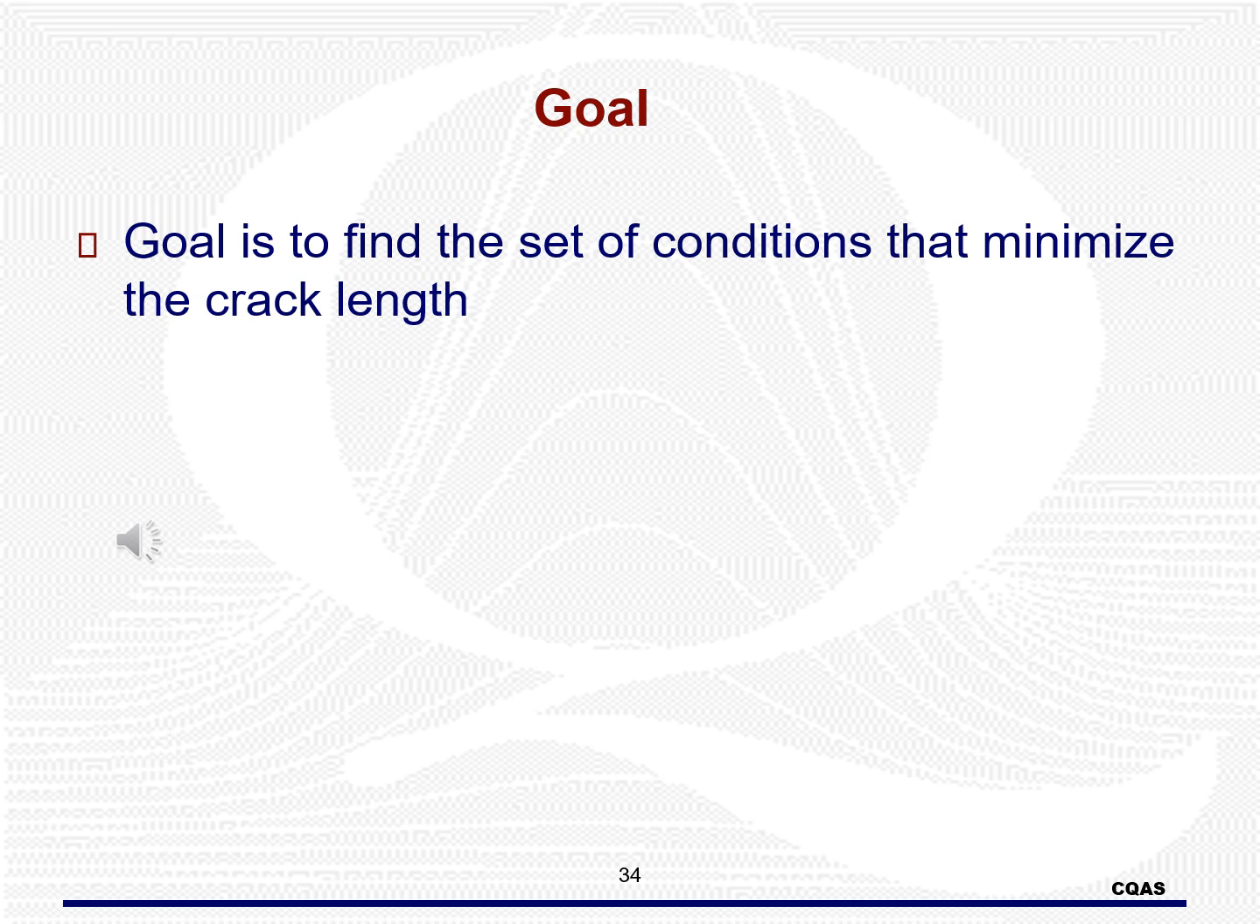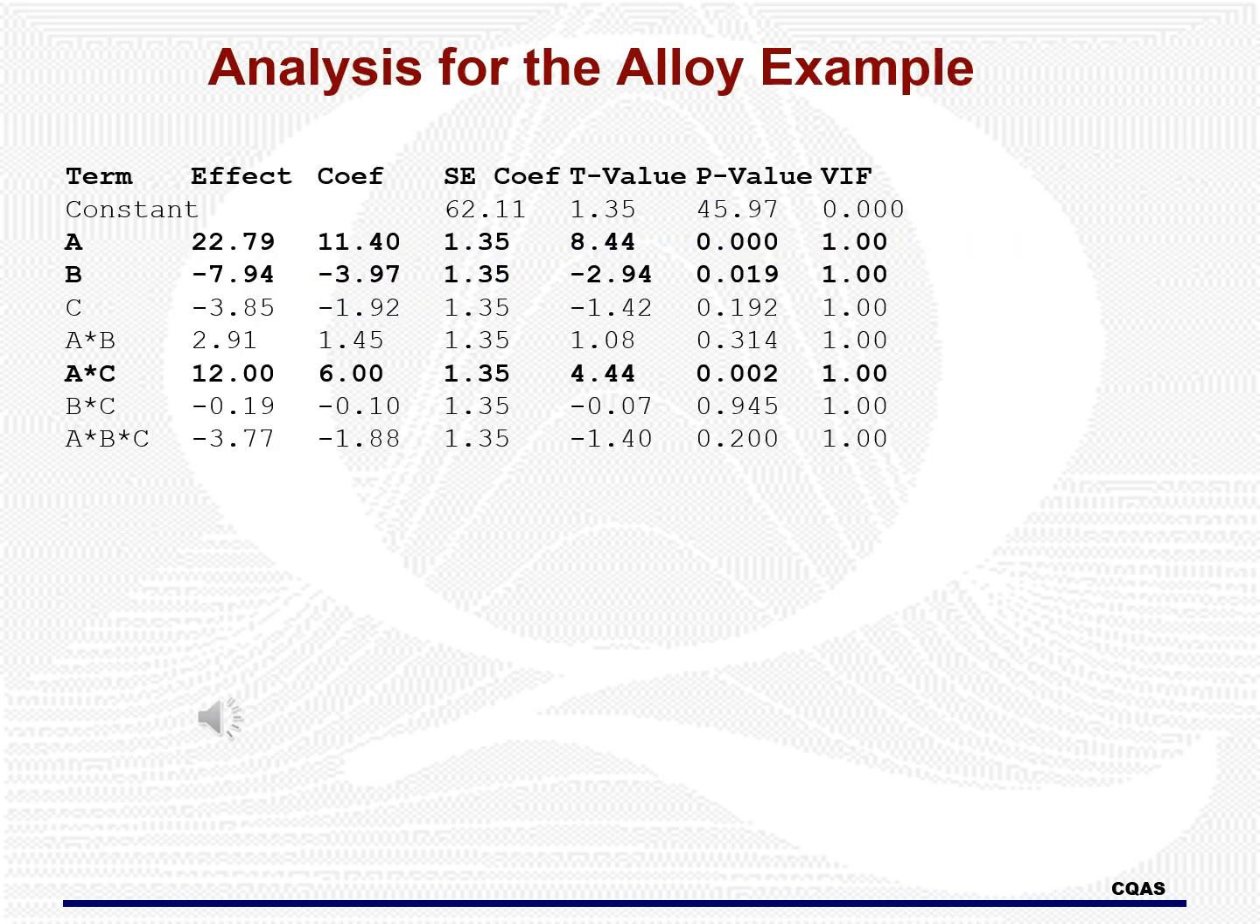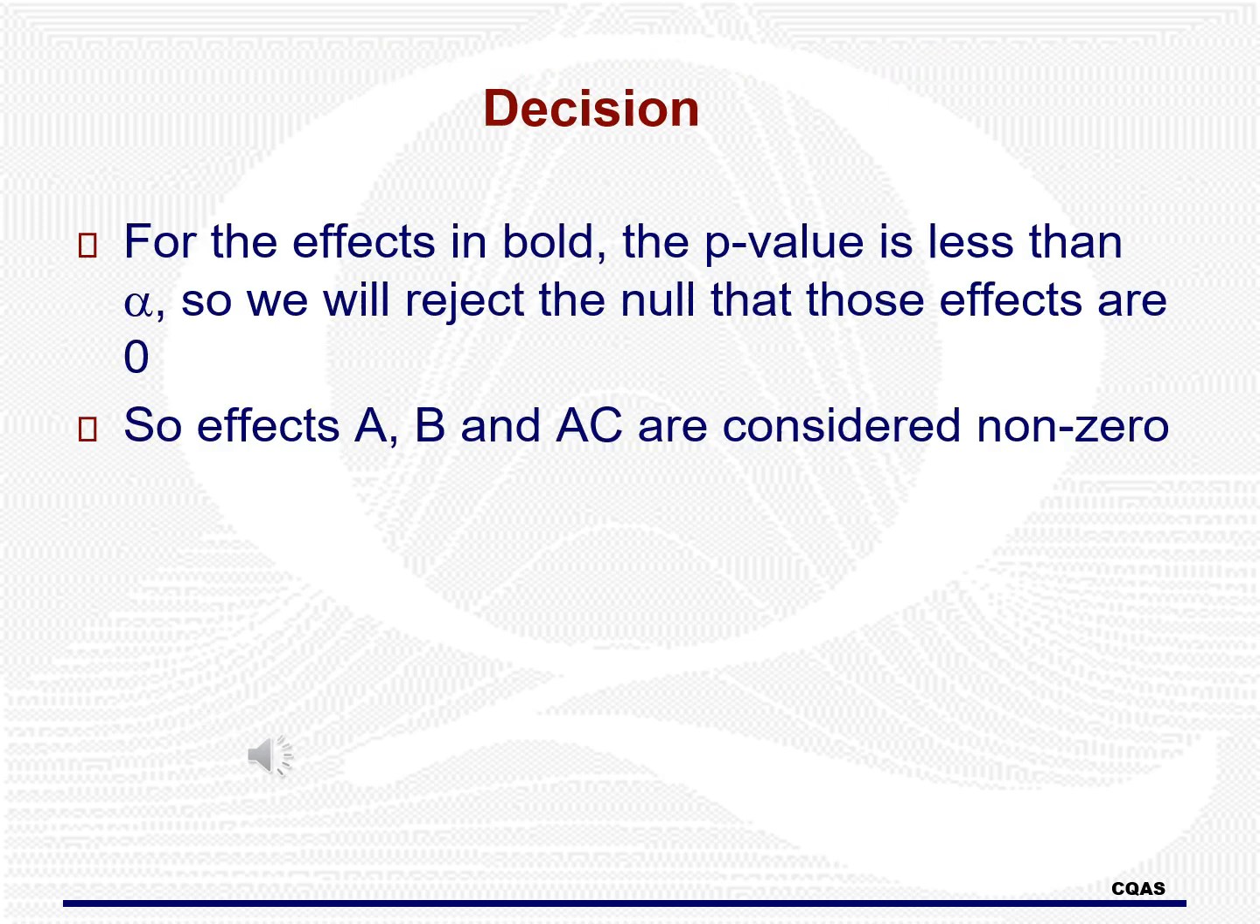Let's look at the analysis. Here is the effect table. We can see that it gives us the effect and p-value. We should check to see which p-values are less than alpha, which we will assume is 0.05. The ones in bold meet this criteria. We will assume based on the results that the important effects are A, B and AC.